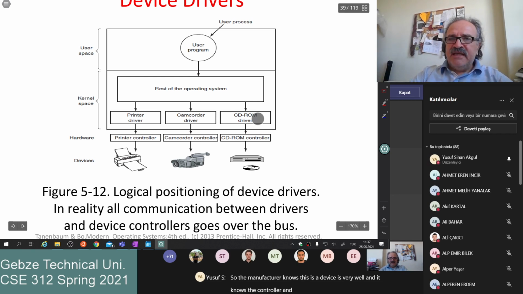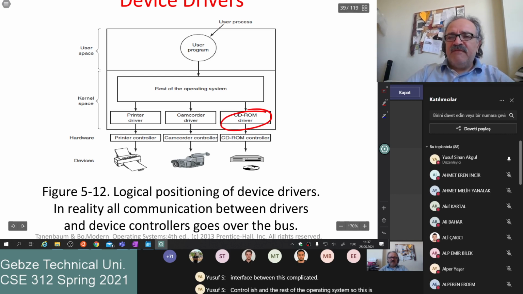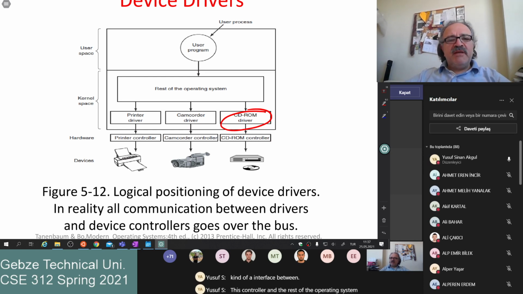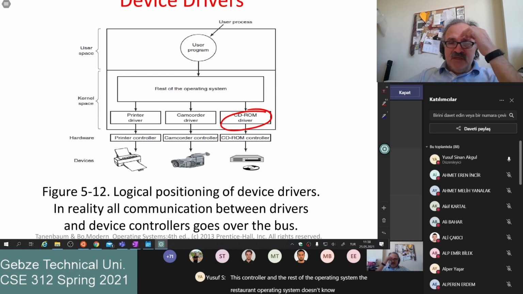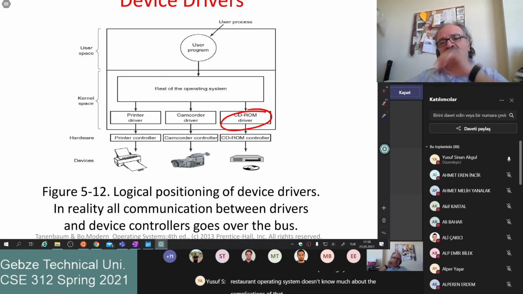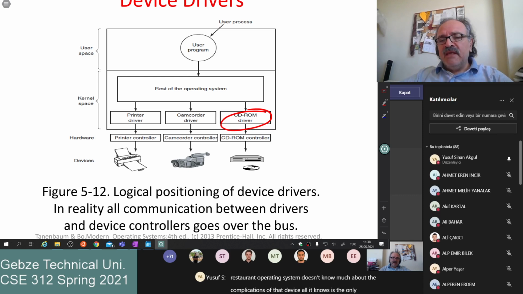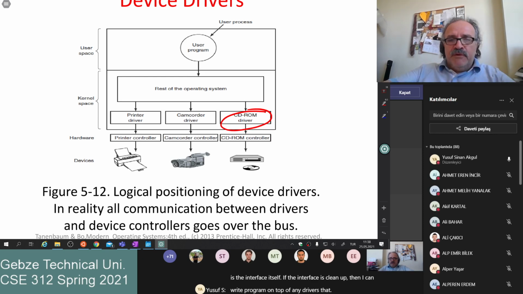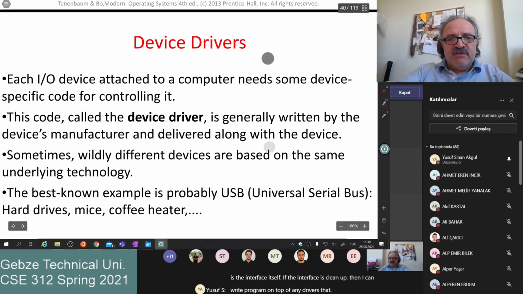And the driver is a software interface between this complicated controller and the rest of the operating system. The rest of the operating system doesn't know much about the complications of that device. All it knows is the interface itself. If the interface is clean enough, then I can write programs on top of any drivers. Okay, so those are the device drivers.